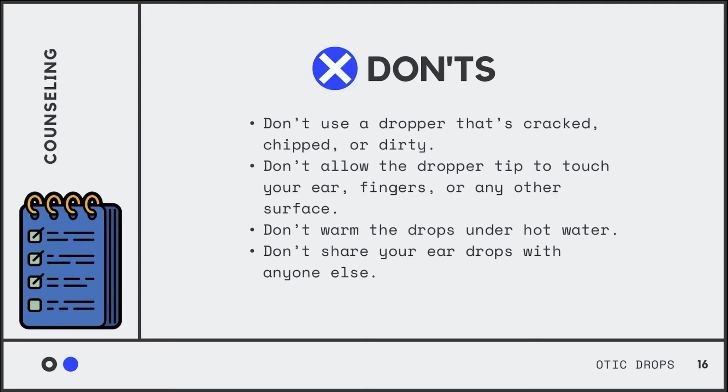First, don't use the dropper when cracked, chipped, or dirty. This is to minimize contamination and ensure even doses per drop. Next, don't allow the dropper tip to come in direct contact with the patient's ear, skin, or any unclean surface. This ensures that the tip is completely clean at all times to minimize contamination and the risk of infections.